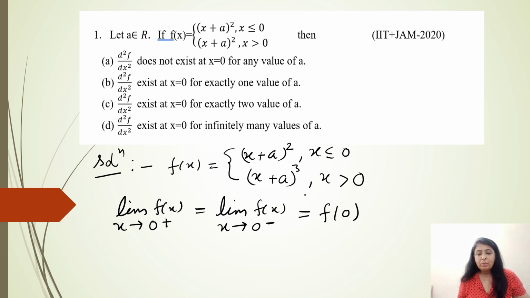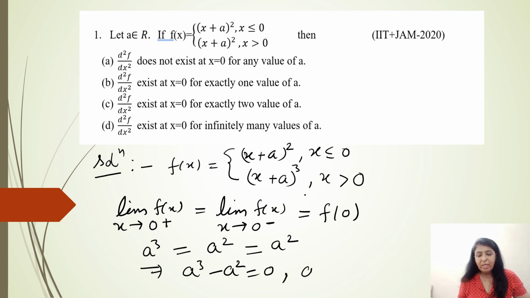So when x approaches 0, the value of the function is, for positive value of a, a cube, which is equal to a square. So this implies you have a cube minus a square is equal to 0, or you have a square into (a minus 1) is equal to 0. So the values of a are 0 and 1. We are getting two values of a. Now for these corresponding values of a, we will find d square f by dx square.